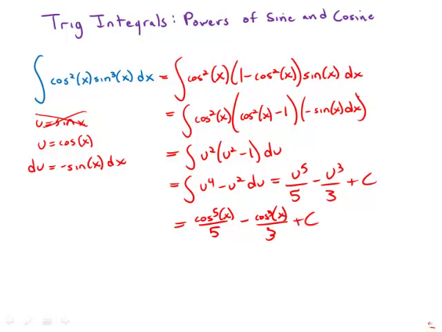And in general, when you have cosine and sine both raised to powers, whichever one is odd, that one is going to serve as the du part. And if they're both odd, you can pick either u equals sine or u equals cosine. They'll both work. If they're both even, then you're going to have to resort to using double angle formulas and the power reducing formulas.